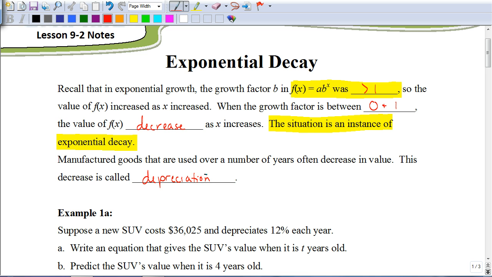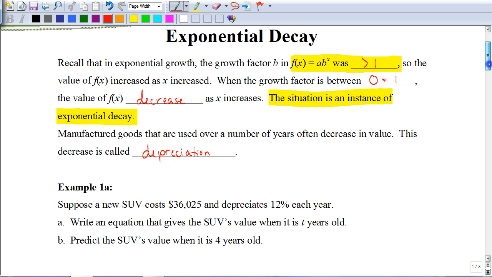Anytime you buy something, whether it's clothing or a car, as soon as you purchase it, it's no longer worth its original value. If you drive a car off a lot and turn around and try to sell it, you're not going to get your money back. You're going to have to take it at a loss. And every year it's going to continue to lose value. So we call that depreciation.